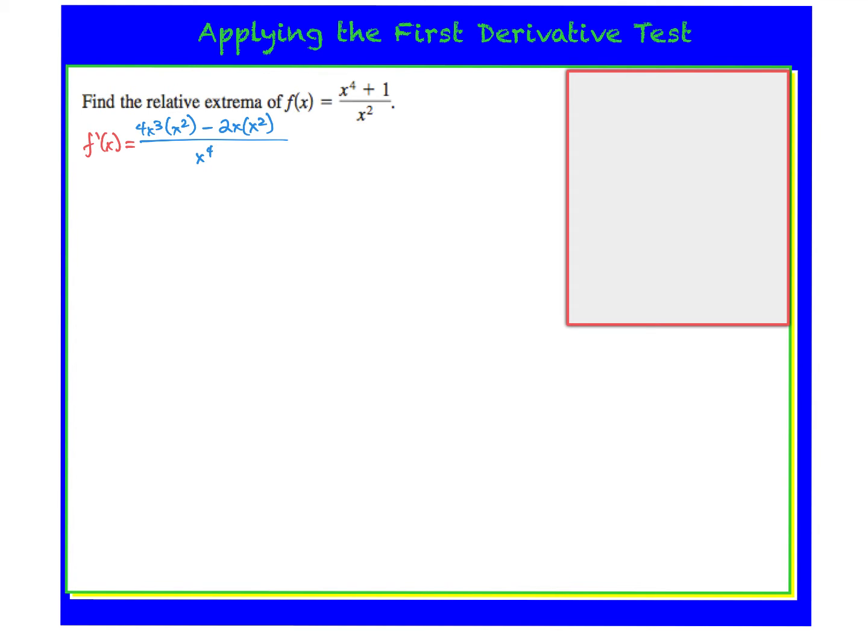Whoa. What in the world happened? I was like, well, we got to distribute something. X to the fourth plus 1. All right. And now we need to distribute and combine. So when we distribute, we end up with 4x to the fifth, and then minus 2x to the fifth, and then minus 2x all over x to the fourth. Well, let's start combining like terms. So we end up with 2x to the fifth, and then minus 2x all over x to the fourth.